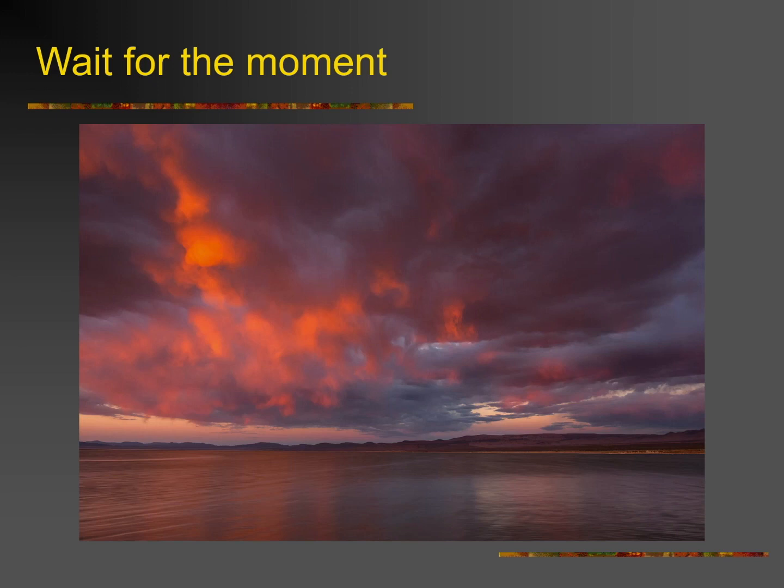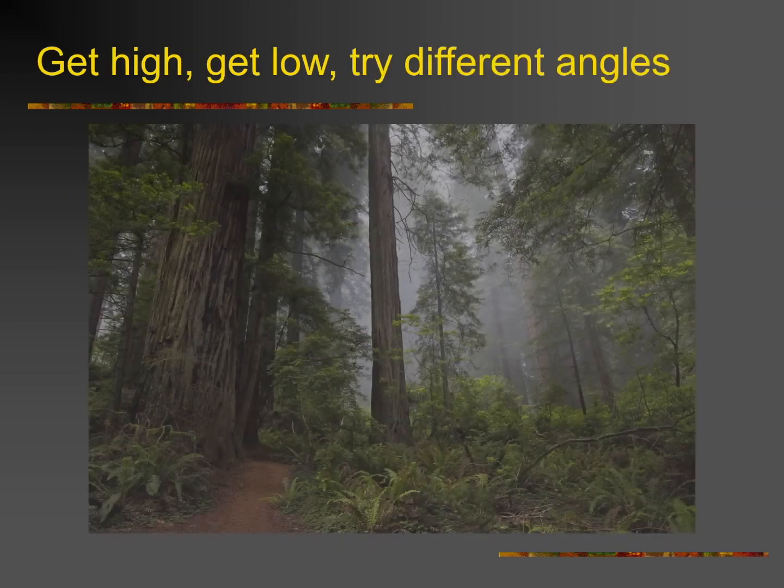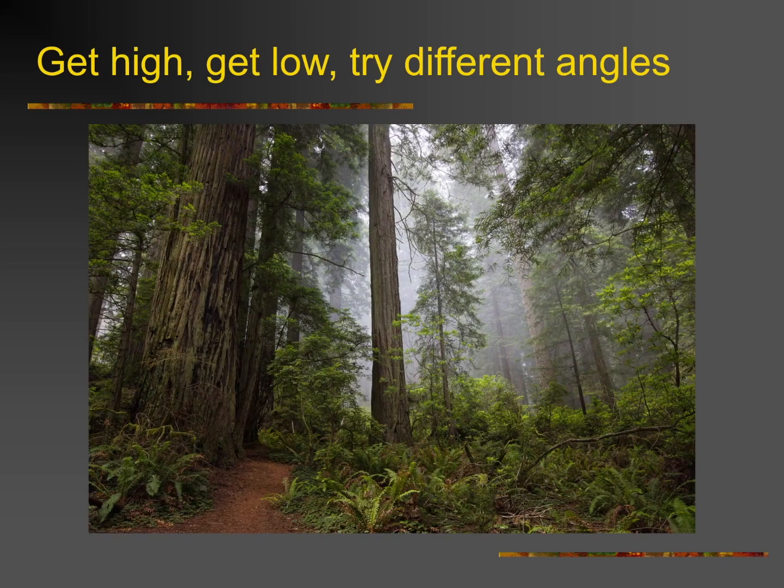So keep shooting. Start shooting when the light starts changing and finish shooting when it's done, and you'll oftentimes find the optimal image within that collection. Get high, get low, try different angles, roam around. In this image, I finally got down low and I think provided some perspective that helps show the grandeur of the redwoods up in Northern California.